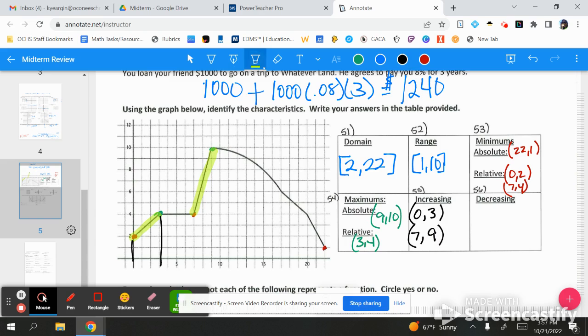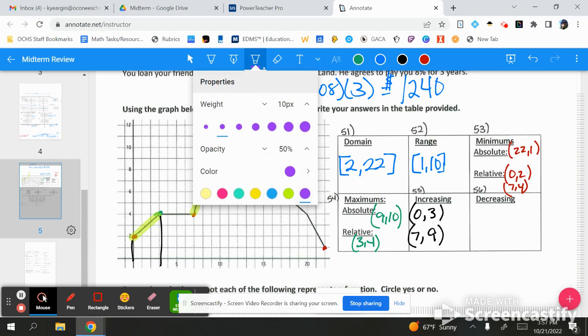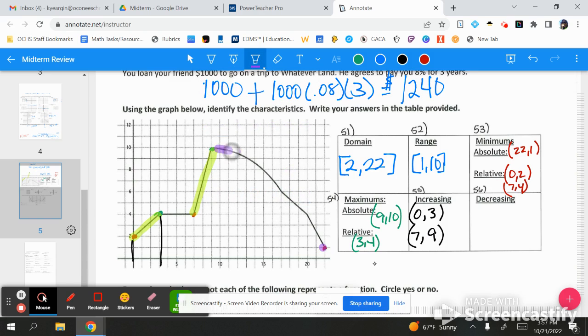For decreasing, this is where the graph is going downhill. So that is from here to here. So for this one, we will be decreasing, again from here. These were increasing. We'll be decreasing from 9 to 22.